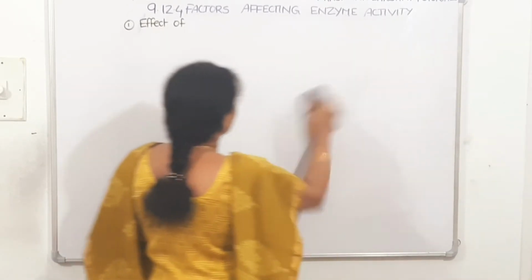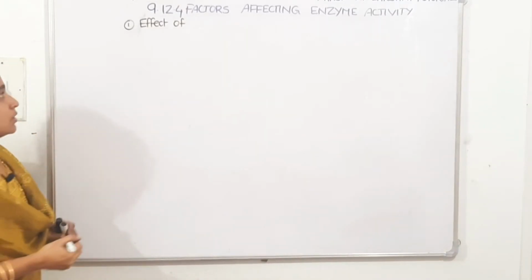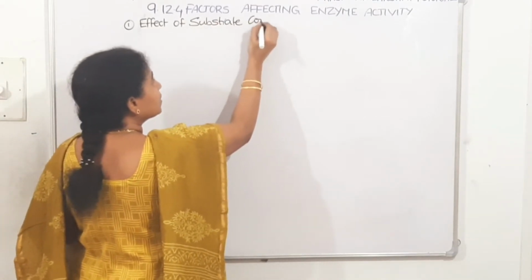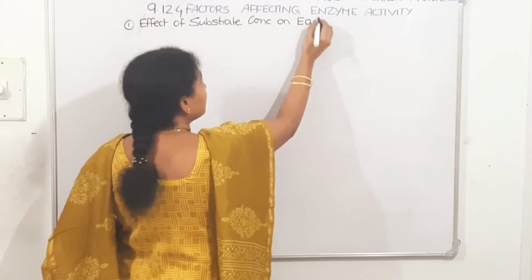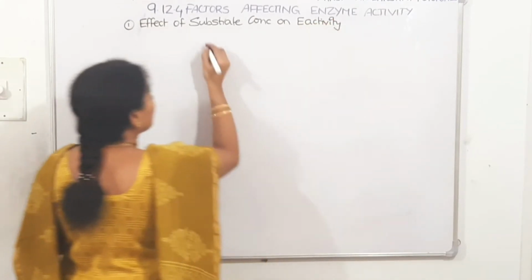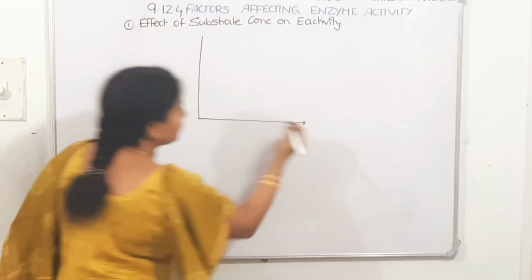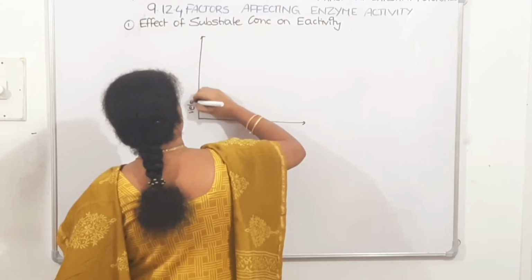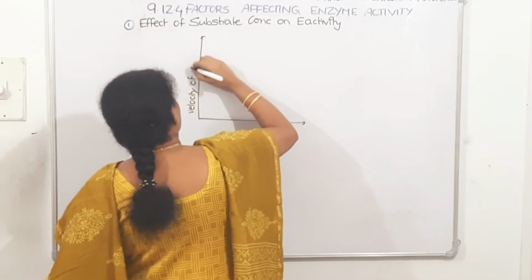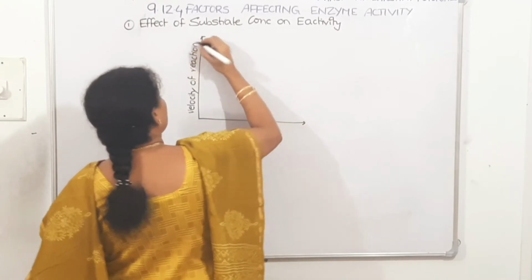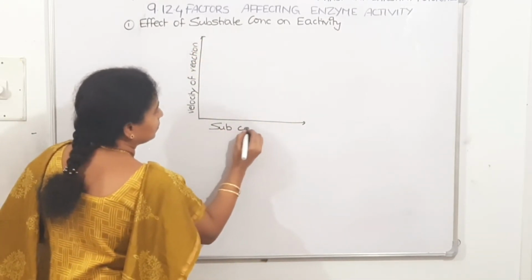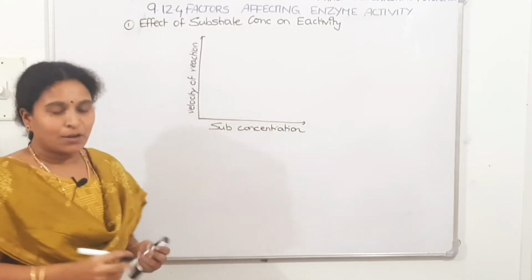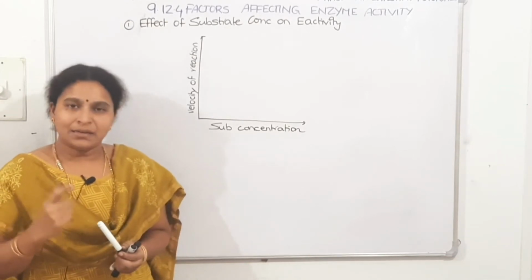Now, for understanding, let us take that we are having 100 enzyme molecules. What is the effect of substrate concentration on enzyme activity? What should we take on x-axis? What should we take on y-axis? Take the velocity of reaction on y-axis, and take the substrate concentration on x-axis. Now we will think that we are going with a situation like we are having 100 enzyme molecules.